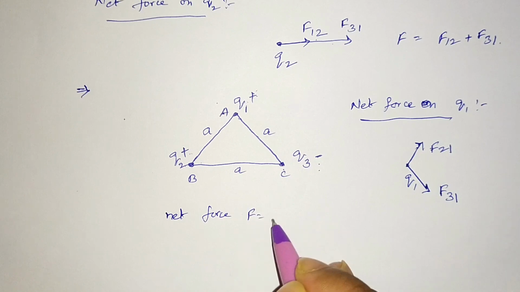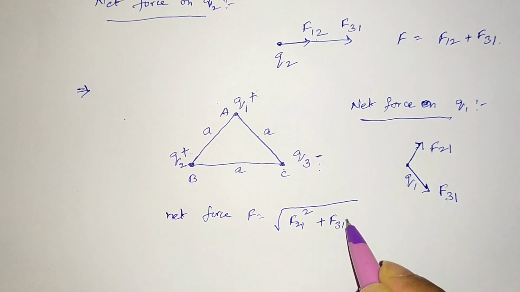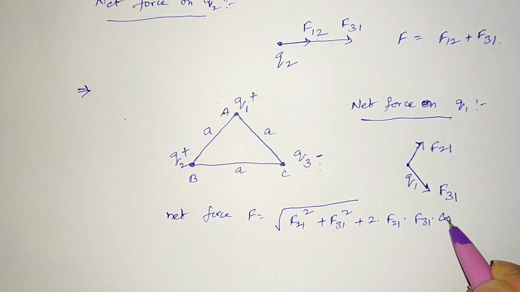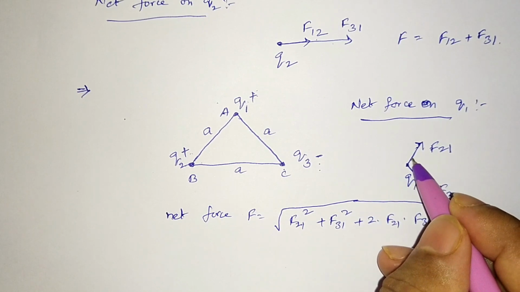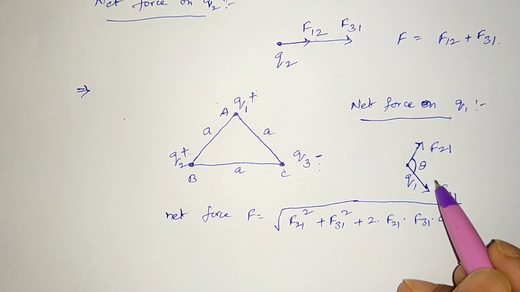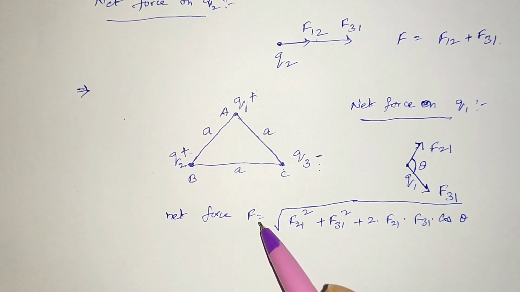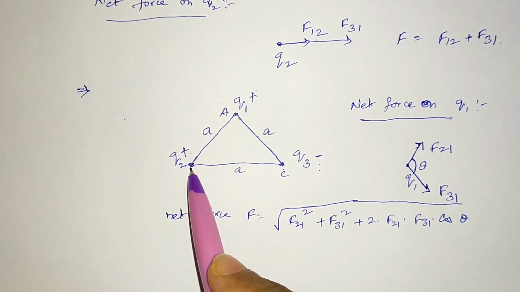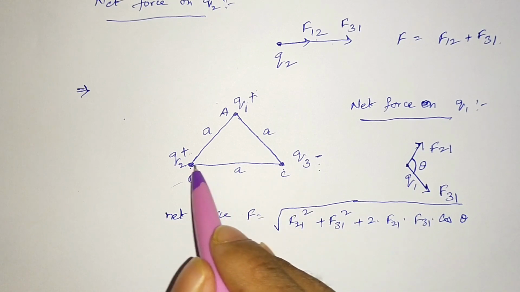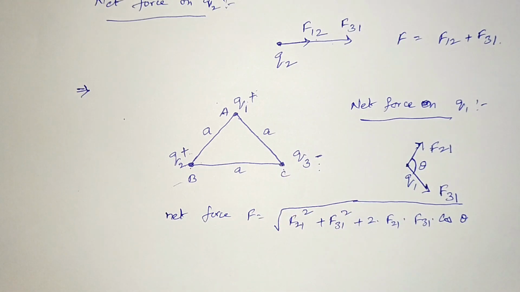Now the net force F is root of F21 square plus F31 square plus 2 into F21 into F31 into cos theta. What is theta? Theta is the angle between the two vectors. What is the angle between these two vectors in this case? 120 degrees. So by using this equation, one can calculate the force acting here. Similarly, force acting on Q2 also you can calculate. Due to Q1, this will be this side downward, and due to Q3 this side, and the angle is 120 degrees. Similarly this also. In this way one can calculate net force.